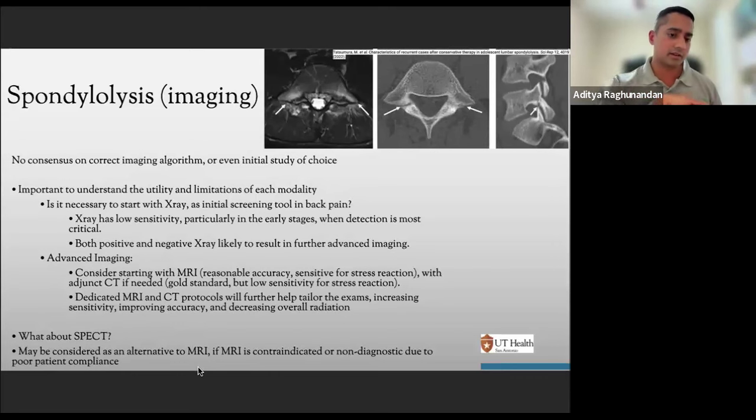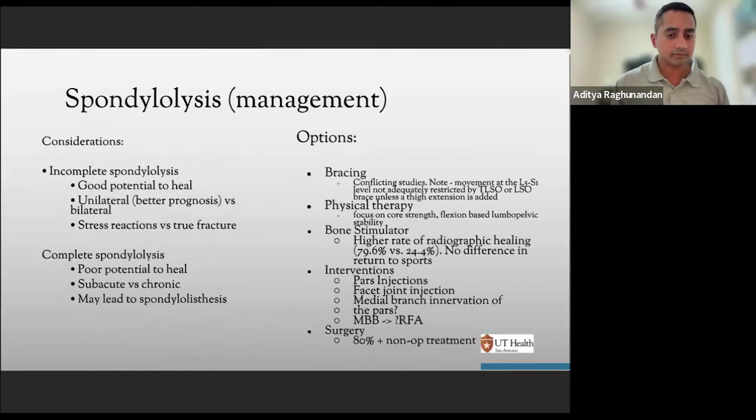But it can be considered as an alternative to an MRI if an MRI is contraindicated for whatever reasons, if the patient can't tolerate it, or it's non-diagnostic because of poor patient compliance, or the patient moved a lot in the MRI and you're not getting good results with it. SPECT can be considered as an option.